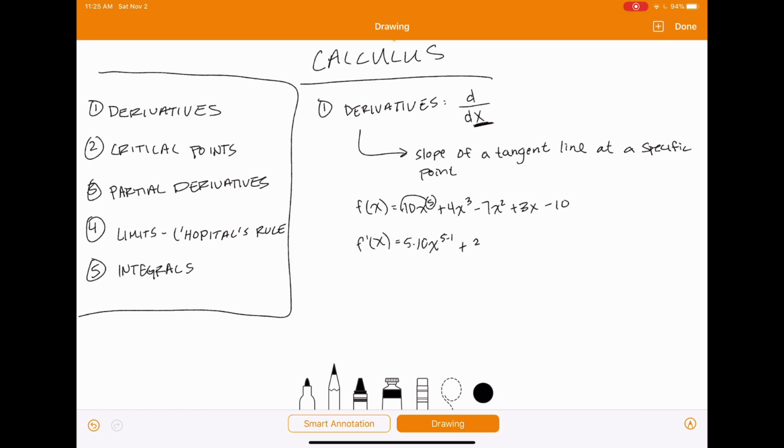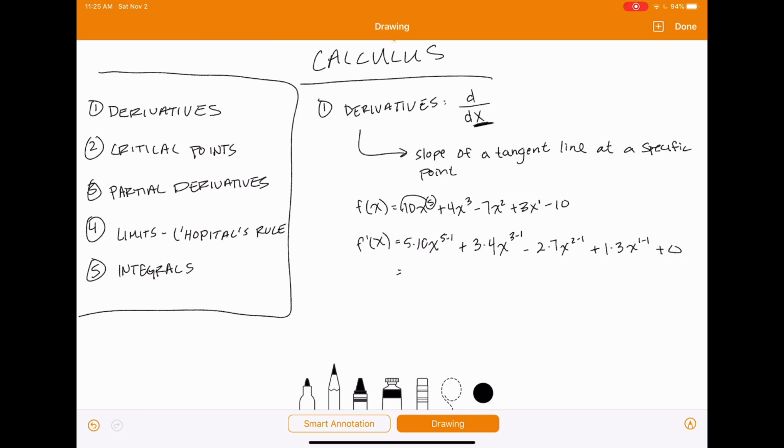So again, bring your power out in front, multiply it by what's already there, power subtract 1, minus bring your power down in front, times what's there, power minus 1, plus, on an x here, your power is 1, so you're going to bring the 1 down in front, times it by what's already there, subtract by 1. And then for these, since there are no variables associated with it, the derivative goes to 0.